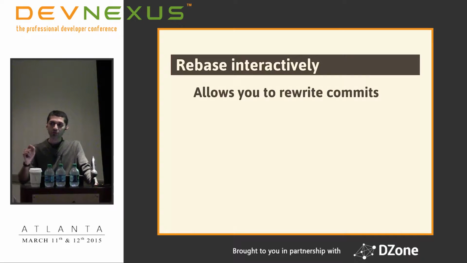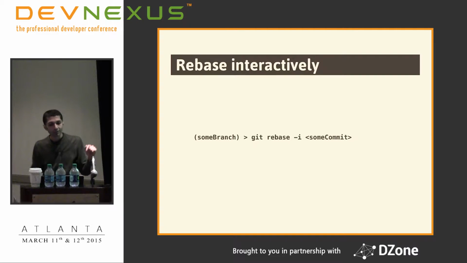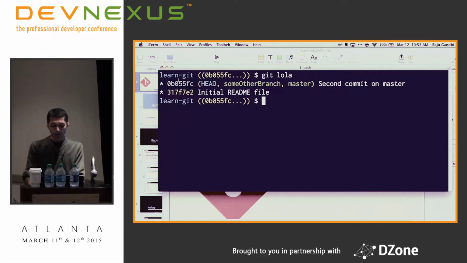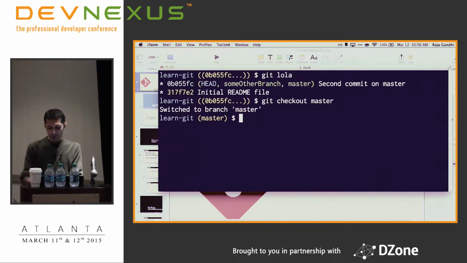What I want to show you is the sheer power of Git. Show you what it is capable of if you're willing to spend the time and effort to understand Git. Rebase interactively lets you rebase commits. So what I'm going to do here, I'm going to git checkout master again. So I'm back in a good state.